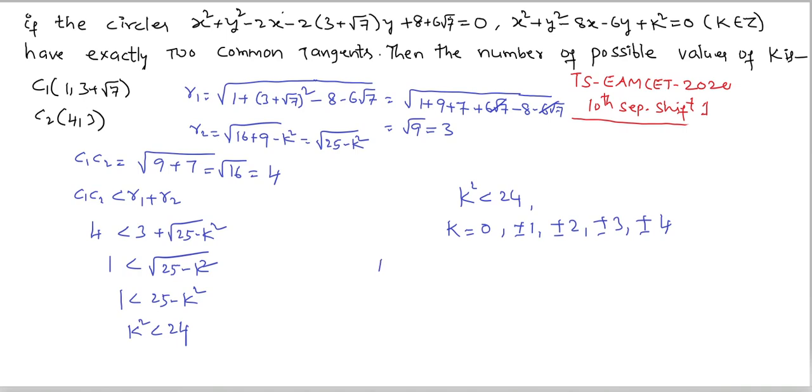So the number of possible values of k is 9 values.